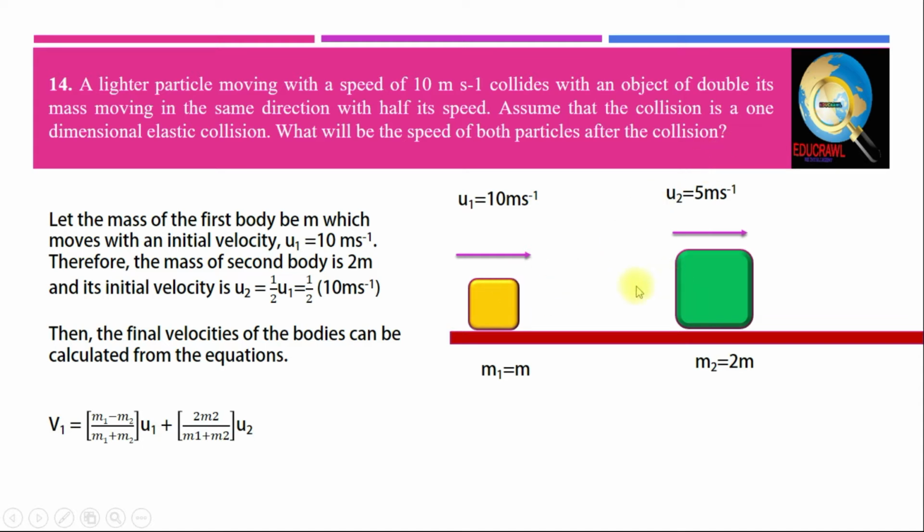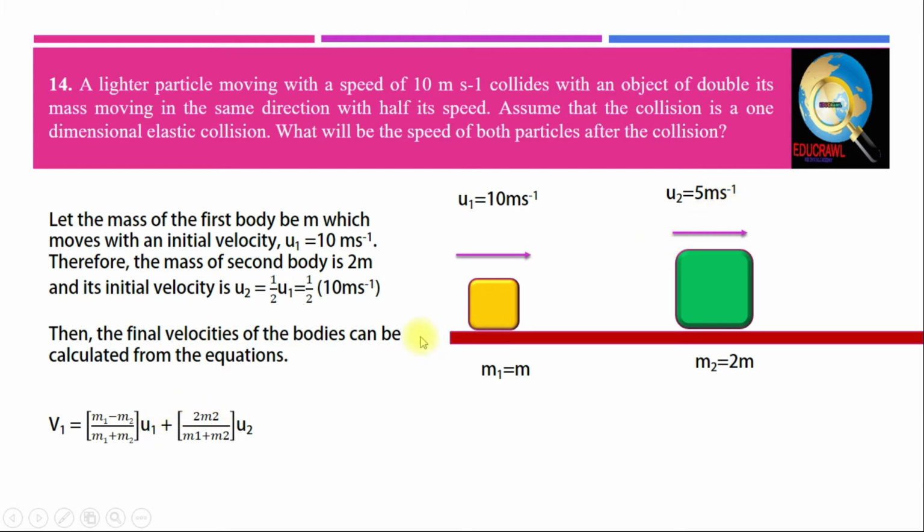So two objects are there. First object mass m1 is taken as m. Second object mass is twice that of m, so we have m2 as 2m. Initial velocity of the first object is 10 meter per second. For the second object, in the question it is given that it is half its speed, so it should be 5 meter per second. We have to find the final velocity.